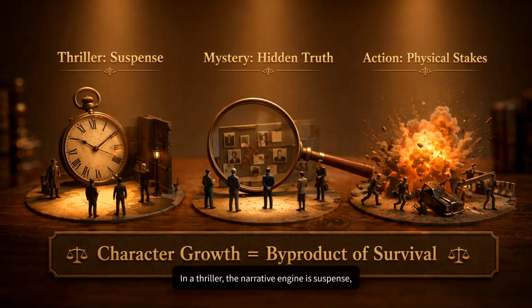In a thriller, the narrative engine is suspense, driven by a ticking clock to stop an external threat. In a mystery, the plot revolves around uncovering a hidden truth by piecing together clues. In action, the story relies on escalating physical obstacles and high-stakes set pieces.